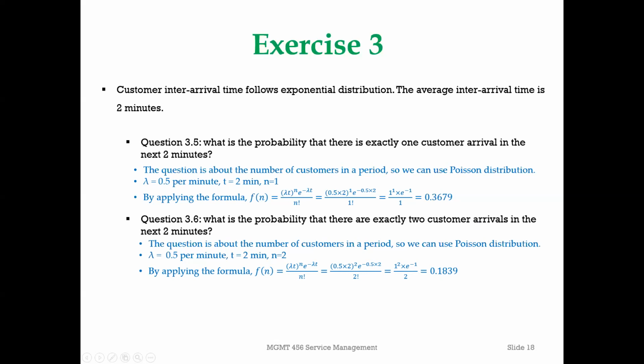So feel free to pause the video anytime you want, so you can try the question on your own first, then you can look at my solution. So the last question is basically talking about there is an 18% probability that you might see 2 customers in a 2-minute time window.